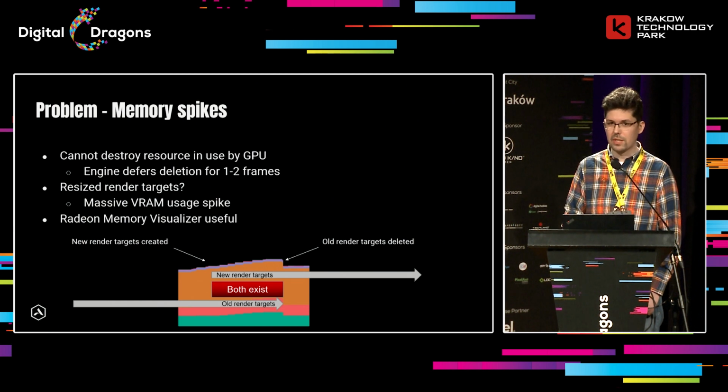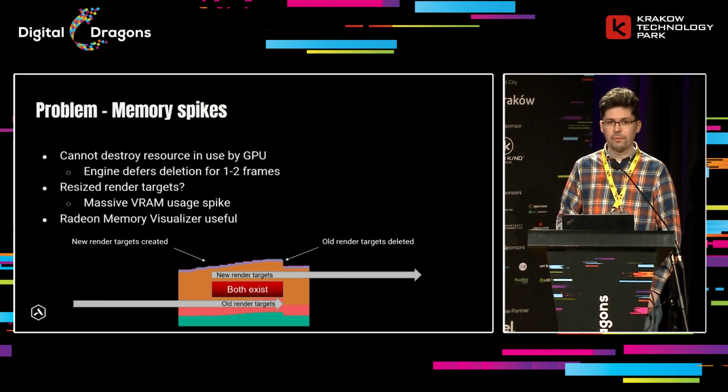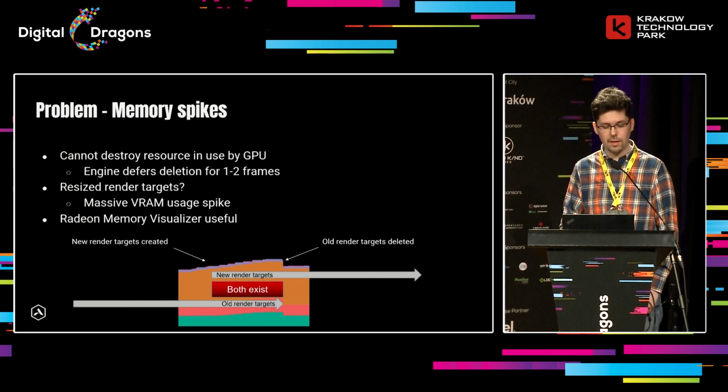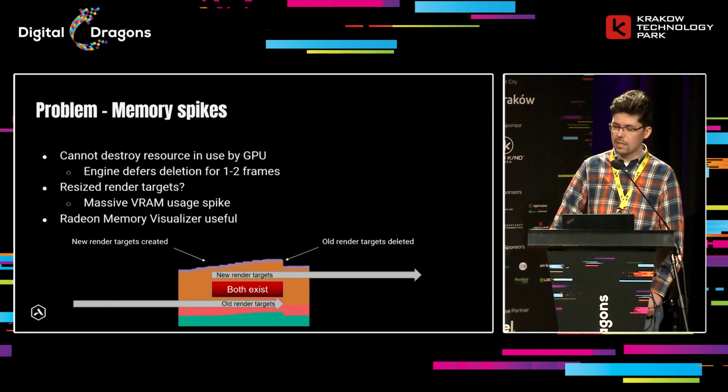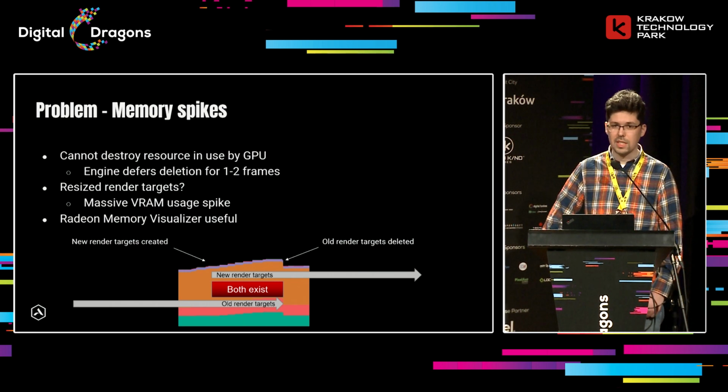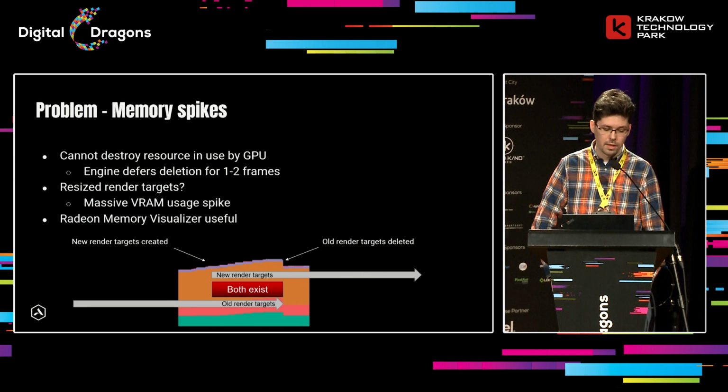So for a short period of time, like 2 or 3 frames or so, both the old render targets and the new render targets are in memory. And again, the Radeon Memory Visualizer is really useful for detecting this. It provides a really nice timeline where you can see your memory usage spike very clearly.